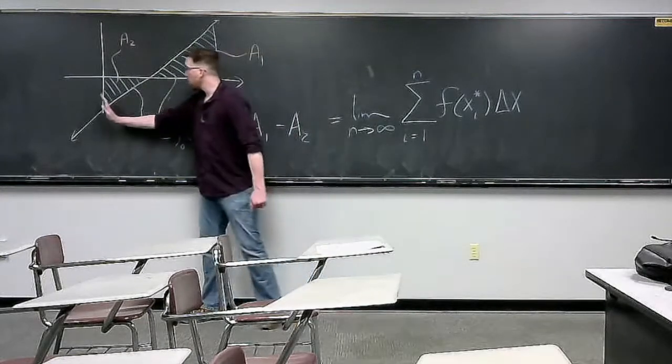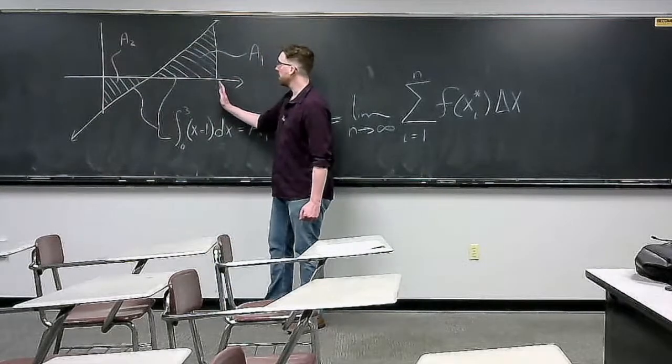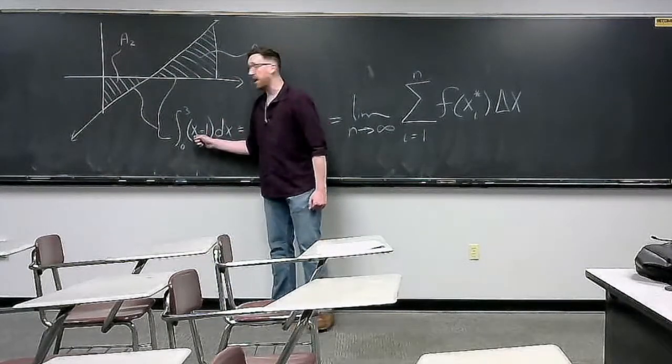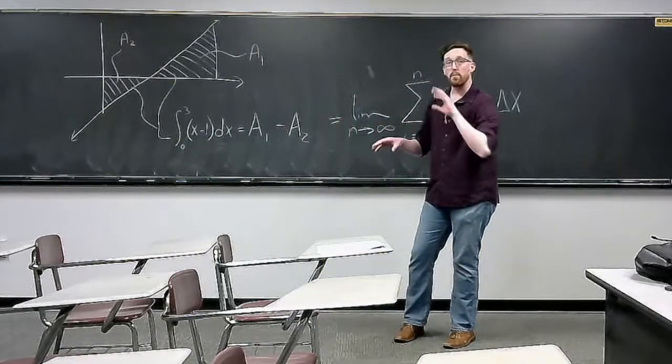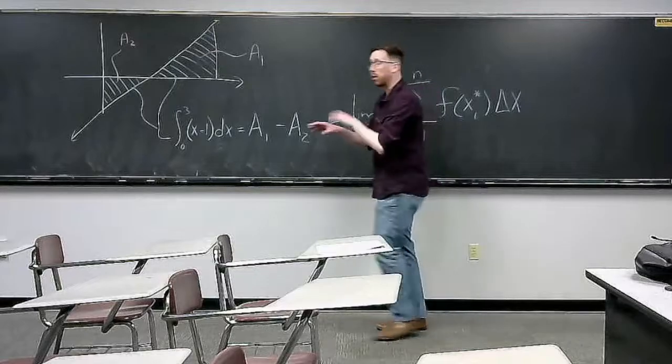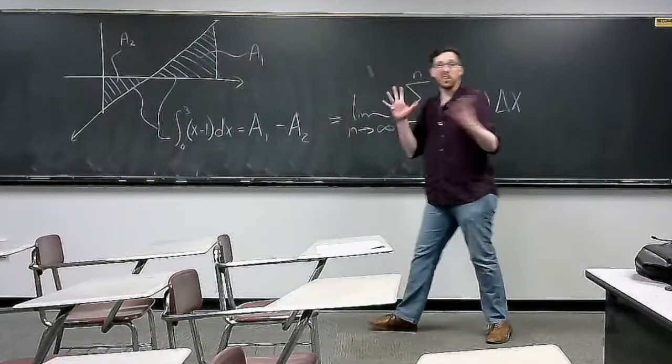So when we say, what's the signed area from 0 to 3 of this function x minus 1, well, we need to subtract that region that is below from the region that is above. That's it. That's all it is.